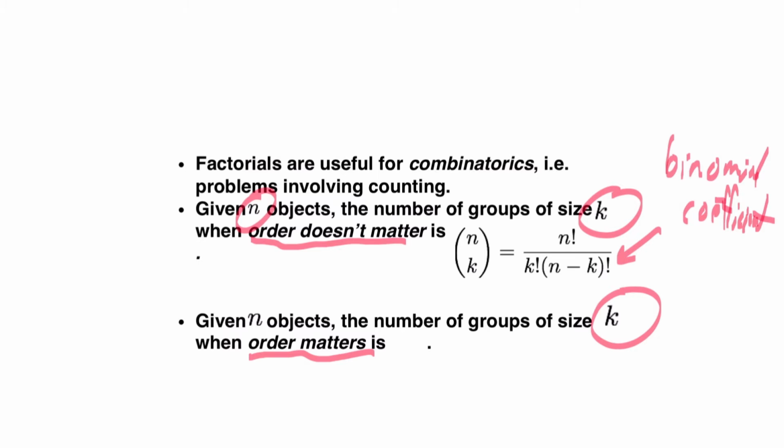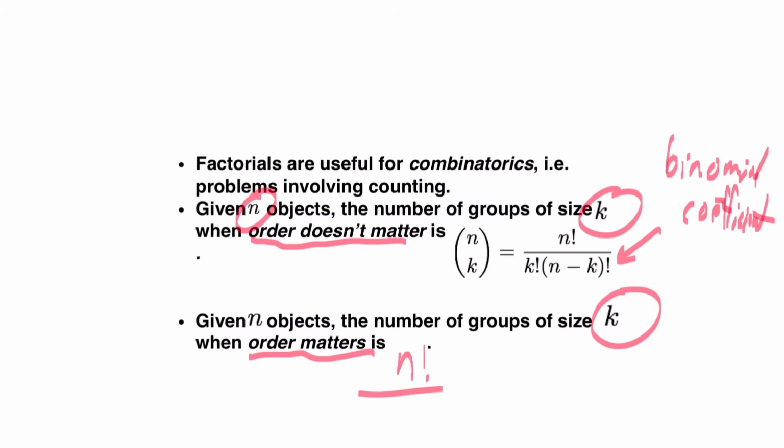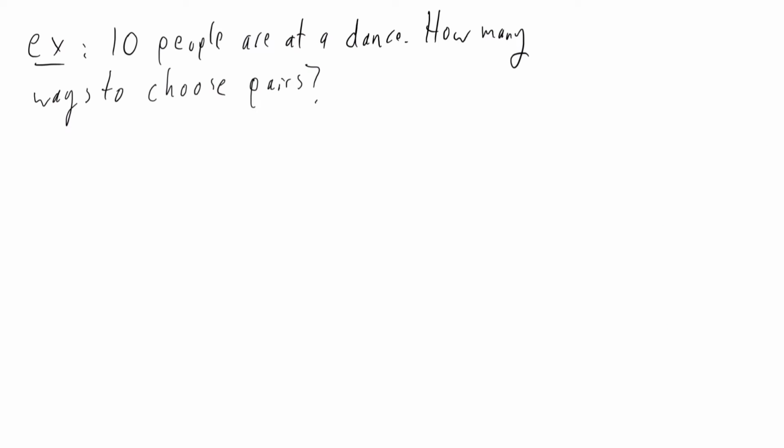When order does matter, I have more objects to choose from. So I can actually look at a bigger number, which is n factorial divided by n minus k factorial, which is bigger in general than n choose k. It makes sense, I think, that I would have more groups to choose from if order matters. All the groups that are the same up to order are considered one thing in the first case, but they're considered distinct when order matters, so I get more of them. So let's look at a few examples of this.